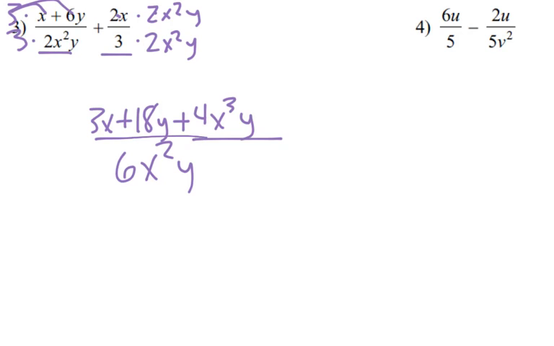Now we don't have any common factors here, and we don't have anything that they're sharing. Like if they all had an x, we could try to eliminate an x. Or if they all had a y, we could eliminate a y. Because they don't, we would just have to leave it like this.